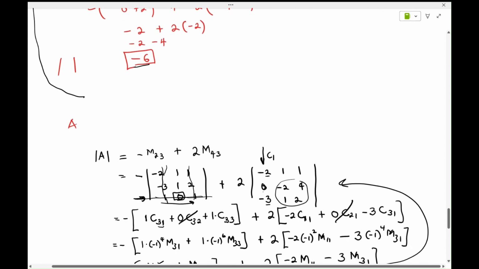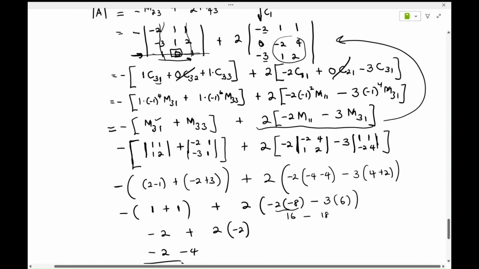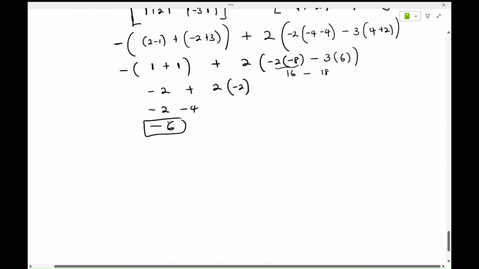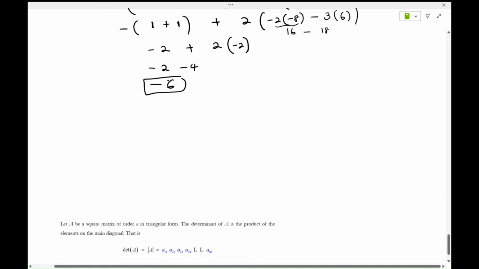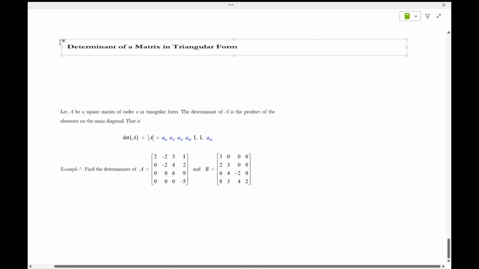When you get to 3 by 3, then you use the Sarrus rule, or you continue until you get to 2 by 2, and you use the formula for the determinant of a 2 by 2 matrix. All right. Now the last thing we want to see here is how to find the determinant of a matrix in triangular form.